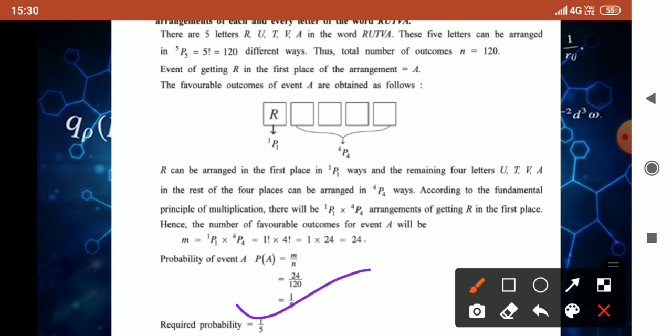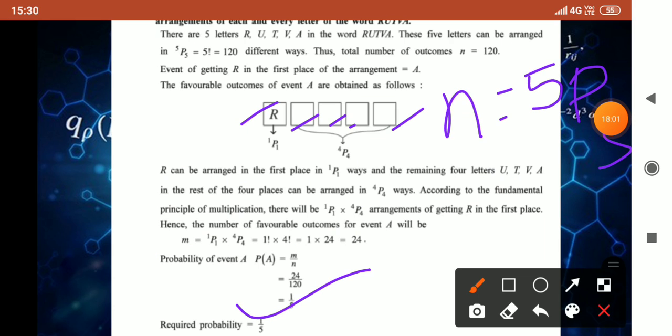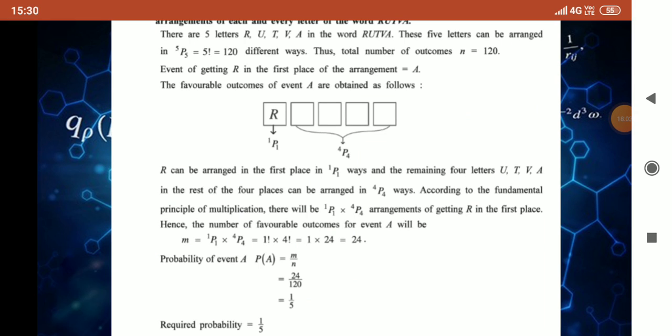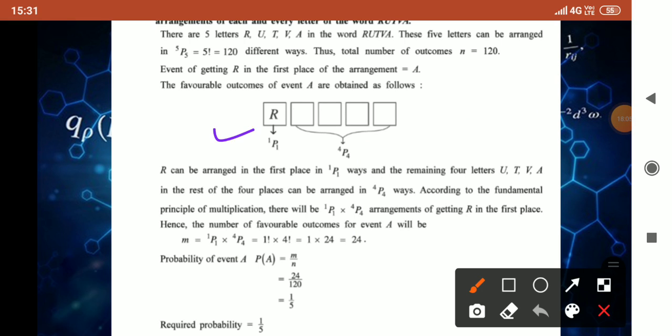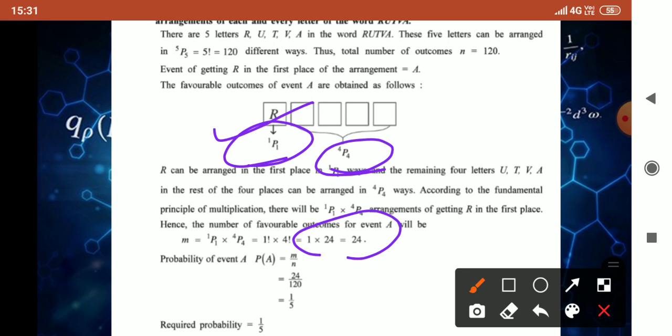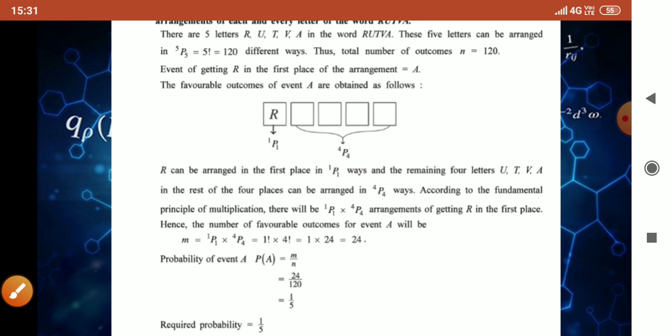Okay, once again, there are a total of 5 letters in the word Rutva. So my n will be 5P5. Now for the first place we have to keep R fixed. So my first place arrangement will be 1P1 and the remaining will be 4P4, which is equal to 24. So my probability will be 1 by 5. Next sum.